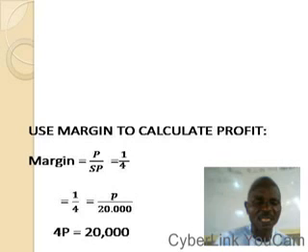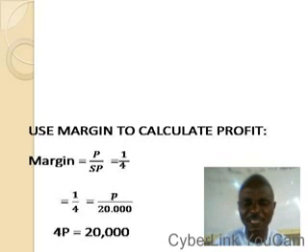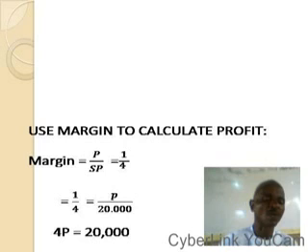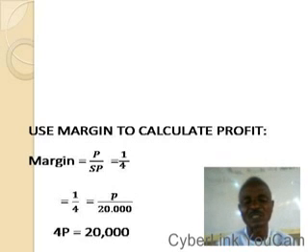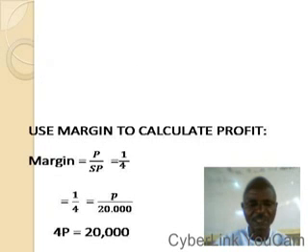To divide by the coefficient of p, which is 4, you have 4p divided by 4 equals 20,000 divided by 4. 4 cancels 4, we have p. 20,000 divided by 4 will give us 5,000 naira. So we have 5,000 naira.